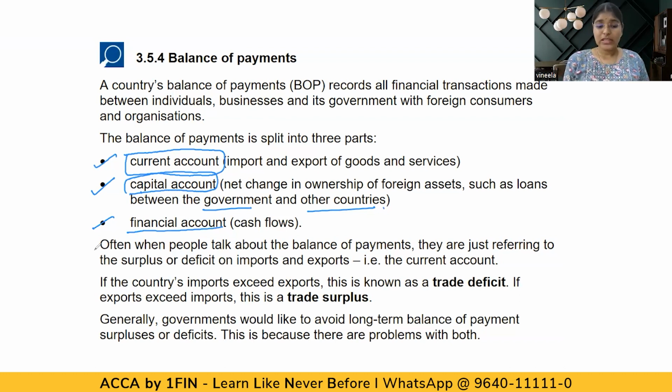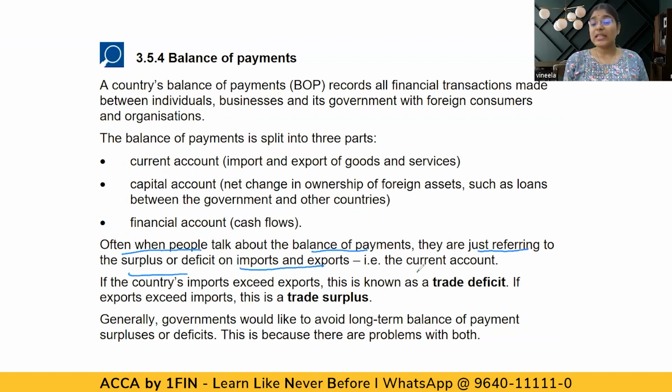So see this misconception that I'm speaking about, which was mentioned here. Often when people talk about balance of payments, they are just referring to the surplus or deficit on imports and exports, that is current account. But understand, the balance of payments is not just current account, it's a combination of current account, capital account, and financial account. So there are two other words that you have to be aware of now.